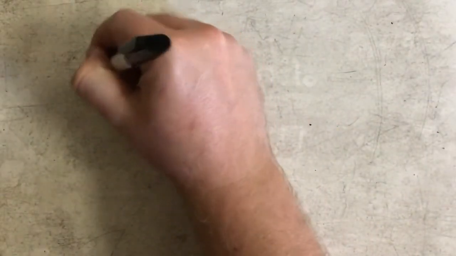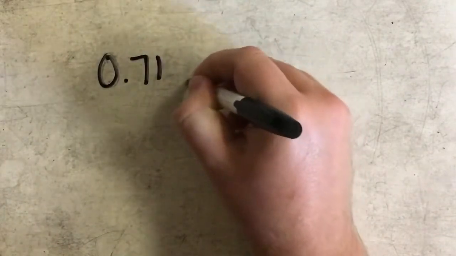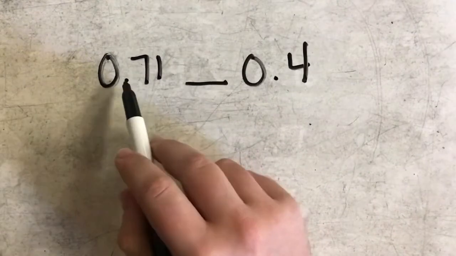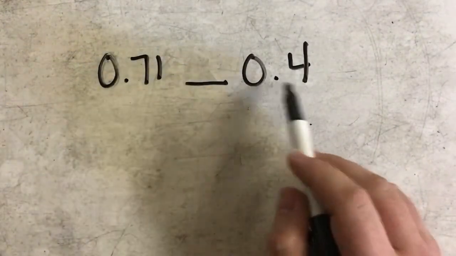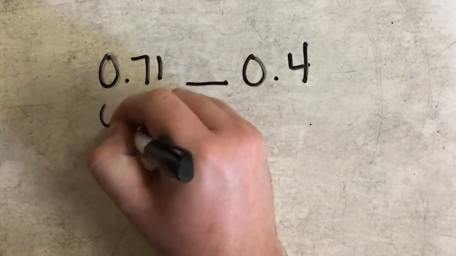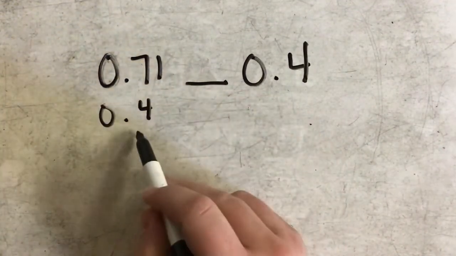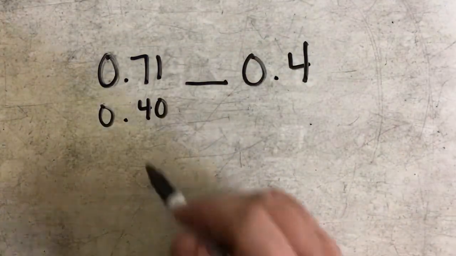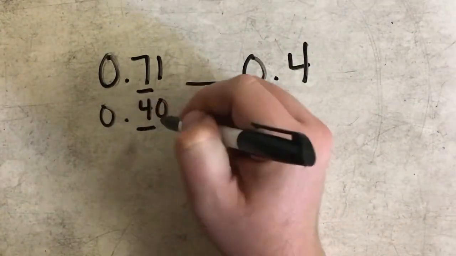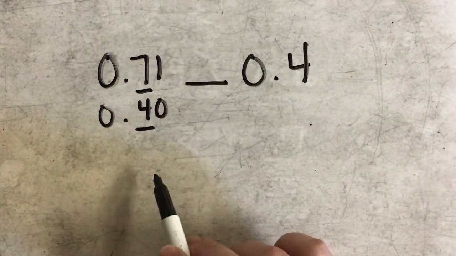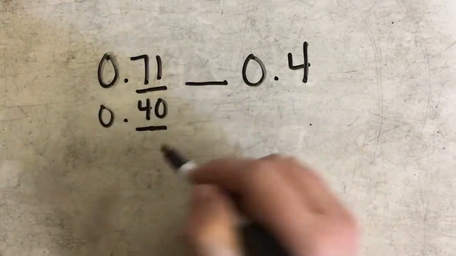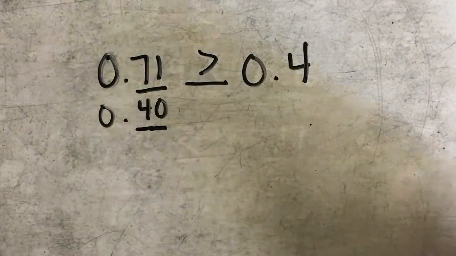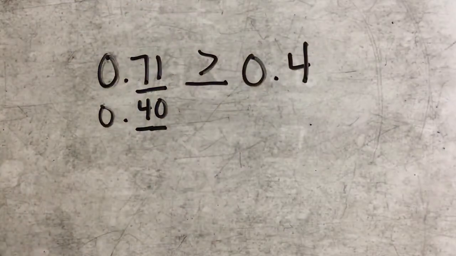Take a look at another example. Here again, I don't simply want to look at that and say, oh, 71 is larger than 4. Again, I want to make sure that I'm lining up my decimals. I'm going to annex a 0 to fill in for any blank spaces that I have. And now I can compare 7 to 4, and I do see that 7 is larger than 4, or 71 is indeed larger than 40. So I would say that 71 hundredths is greater than 4/10.